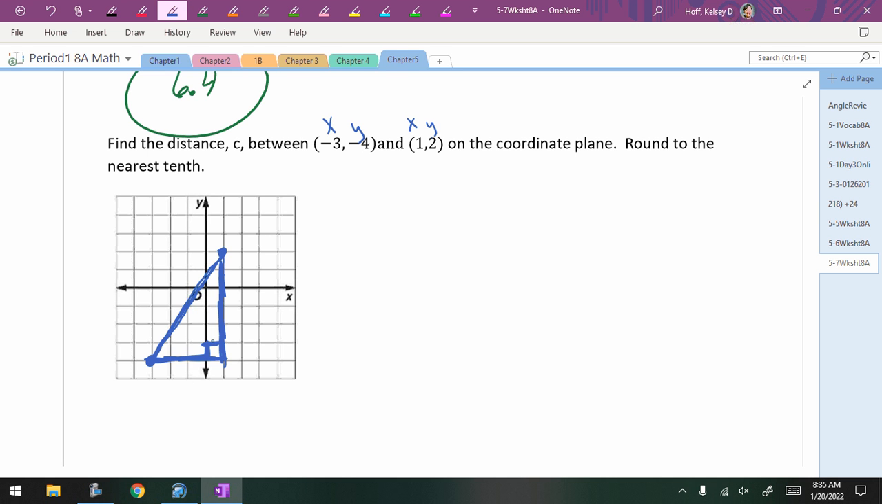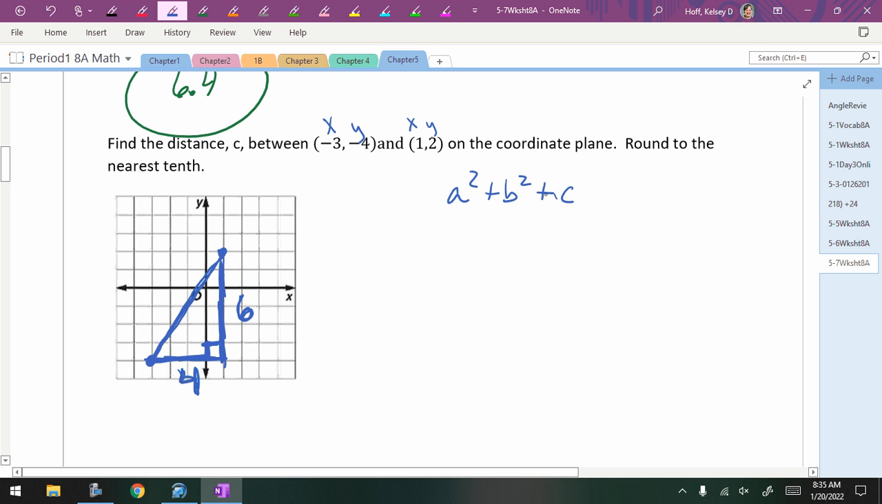Tegan, what'd you get on the bottom? 4. Anybody else get 4 down here? Okay. And you got 6 on the side? Anybody else get 6 on the side? Yeah. Okay. So somebody tell me what I should write down for my equation.